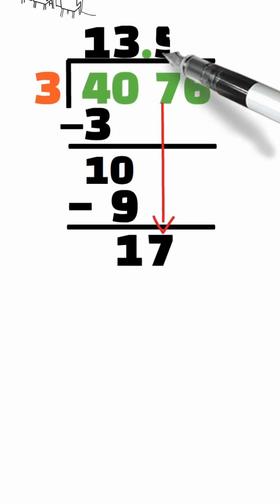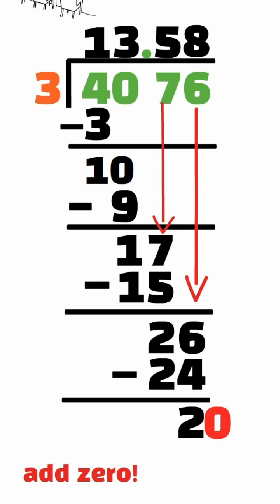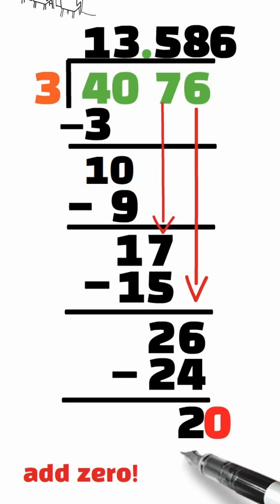At the end of this example, you can add zeros to the end, but it will keep repeating. So our final answer for this example is 13.58.